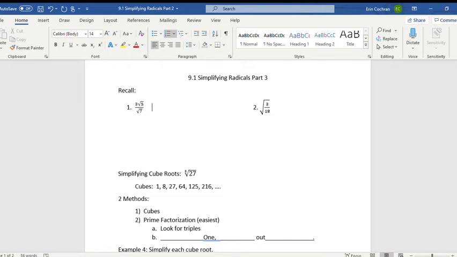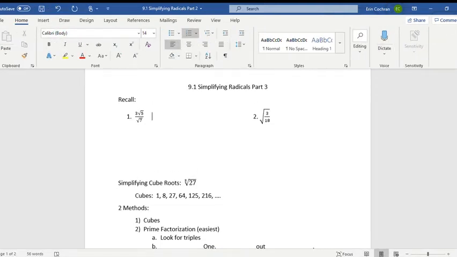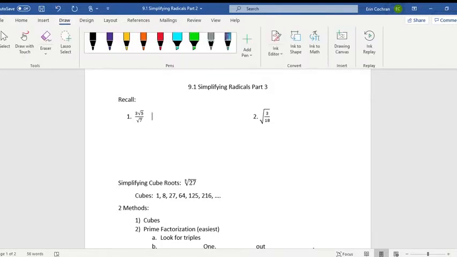All right, so we're going to go ahead and simplify cube roots today. Okay, we're going to simplify cube roots, but let's recall our square roots again. All right, so we have 3 radical 5 over radical 7. Okay, and this is not in simplest form because we cannot have a radical in the denominator. So we have to rationalize our denominator.